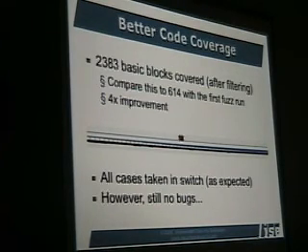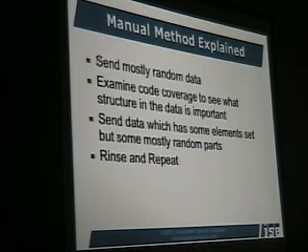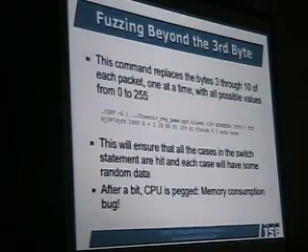So this is just reiterating what you do: you send random data, you look at code coverage, you figure out a little more structure, and then you send some more random data with that structure, and you keep going. Okay, so I said, I know about the 3rd byte, so now I want to fuzz the rest of the packet. I do that here.